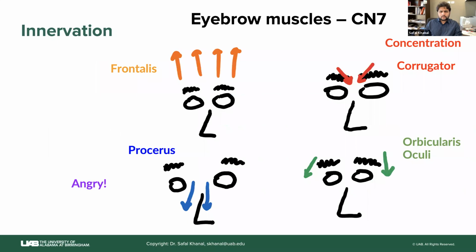And you have some other muscles that are innervated around the eyebrow. You have your frontalis, which helps to elevate the eyebrows. When you're concentrated, you've got your corrugator muscle supplied from cranial nerve 7. Orbicularis oculi, as we talked about, helps to close the eyelids. And when you're angry, the procerus muscle is in action, again supplied by cranial nerve 7.